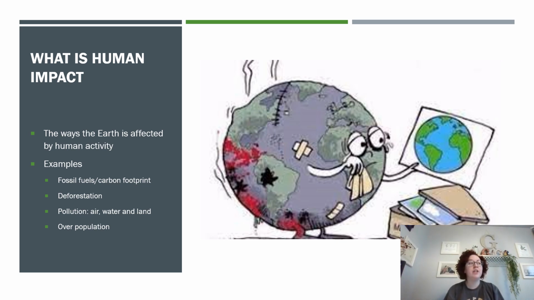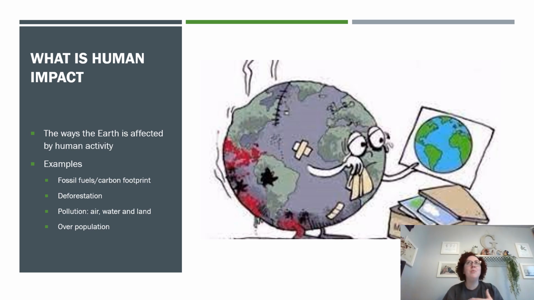So the different areas of human impact that we're going to focus in on include fossil fuel usage and our carbon footprint, deforestation, pollution, both in the air and the water, and then we touch a little bit on the land, and overpopulation.